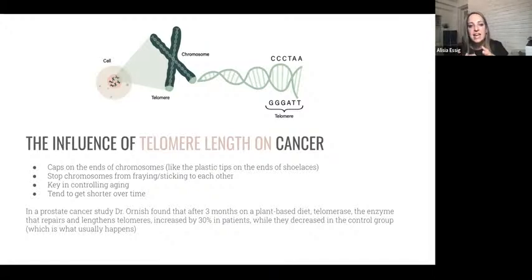Well, in a prostate cancer study, Dr. Ornish found that after 3 months on a plant-based diet, the enzyme that repairs the length of those telomeres increased by 30% in patients, while at the same time, that enzyme decreased in the control group, which is usually what happens when you have cancer. So at that cellular level, and repairing and lengthening your lifespan, what you eat matters.